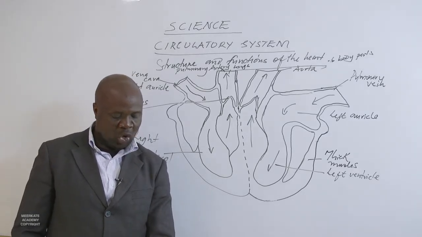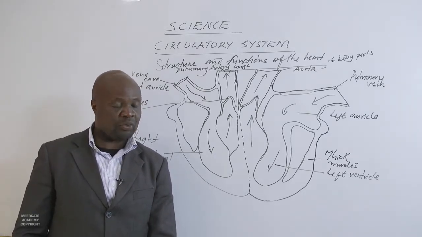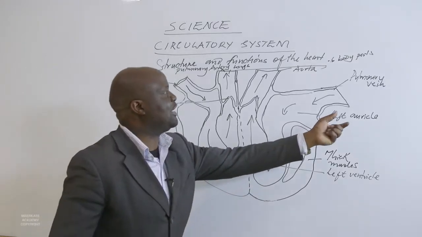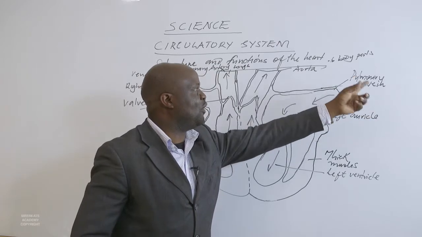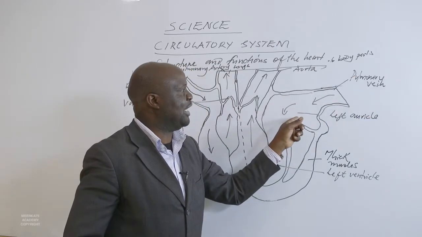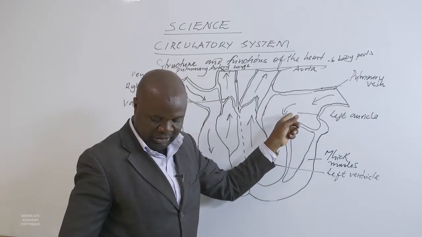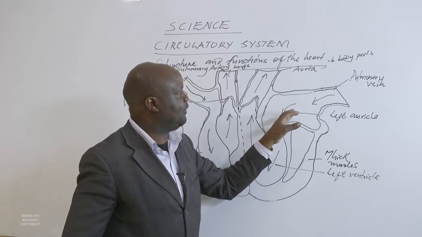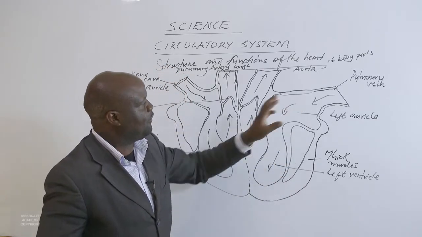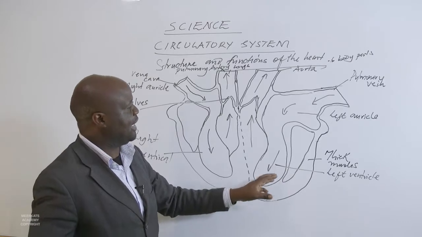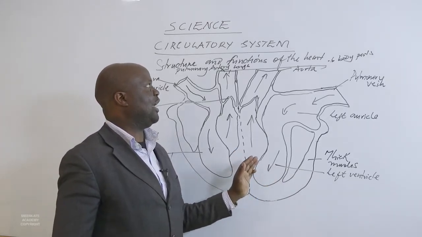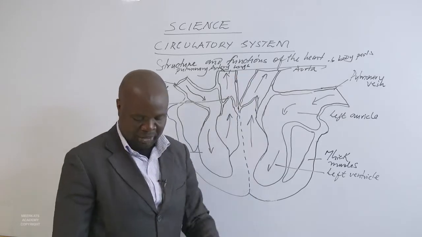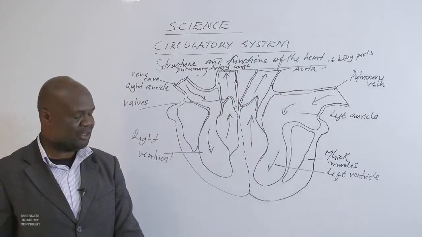Pulmonary vein carries oxygenated blood from the lungs to the left auricle. This is the left auricle. Then from the left auricle, the blood will come to the right ventricle, and the right ventricle will pump that oxygenated blood via the aorta to many parts of the body.